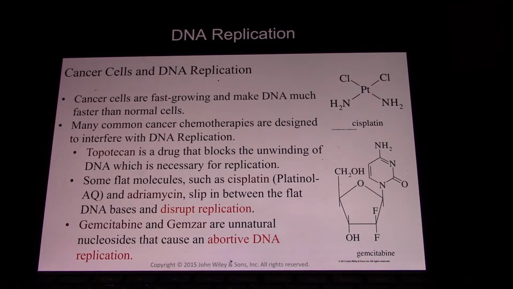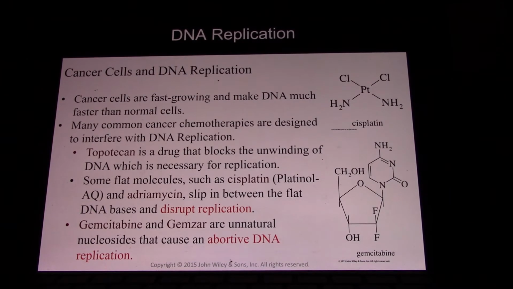Cancer cells and DNA replication. Cancer cells are fast growing, and basically it's a growth disorder. A cell is growing too much, too fast, and it's not listening to outside cues telling it not to grow. And so we use cancer chemotherapies to fight cancer. A lot of these drugs interfere with DNA replication because cancer cells typically divide the fastest of all cells, and so medications aimed at very quickly dividing cells are effective at chemotherapy.